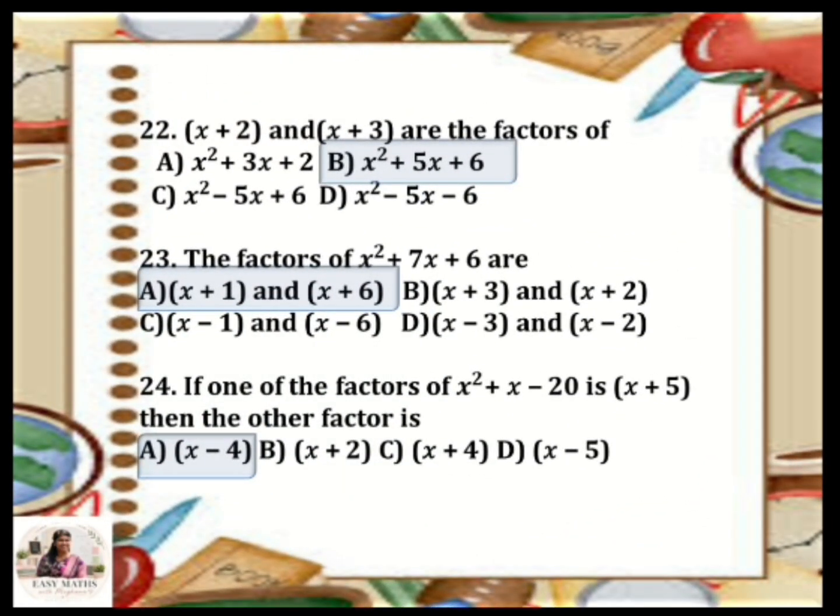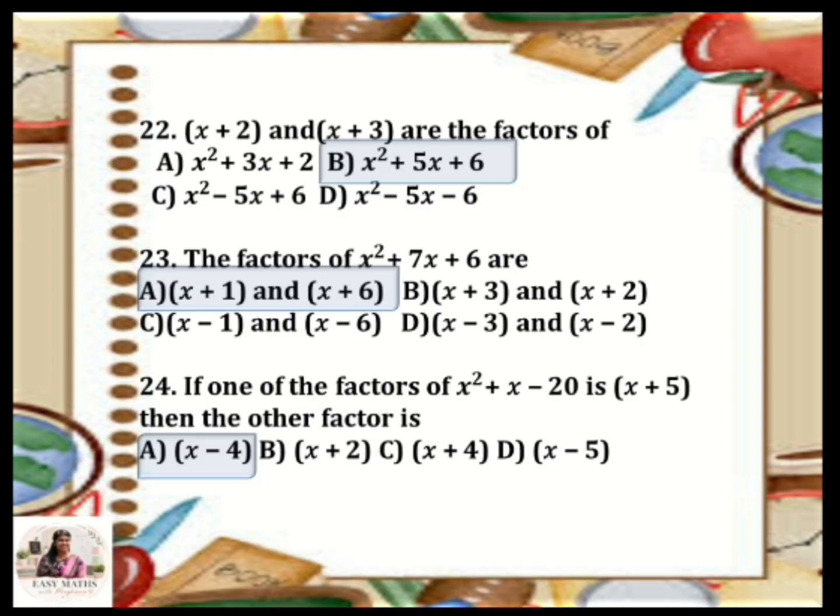X plus 2 and x plus 3 are the factors of. Here you have to use the factorization method. Then you will get the equation as x square plus 5x plus 6. Question number 23 is exactly the reverse of question number 22. Here the factorization method will be used to get the factors. The factor of x square plus 7x plus 6.